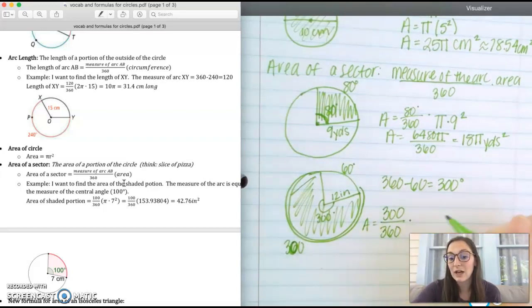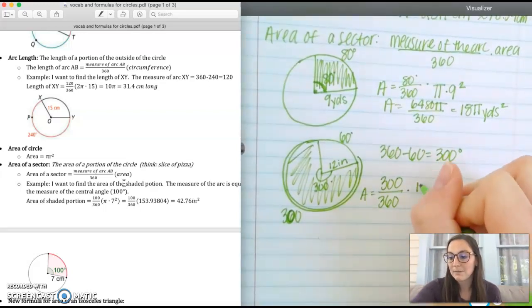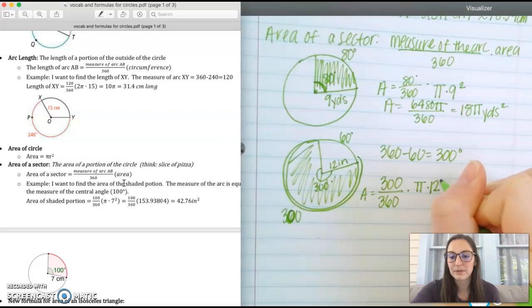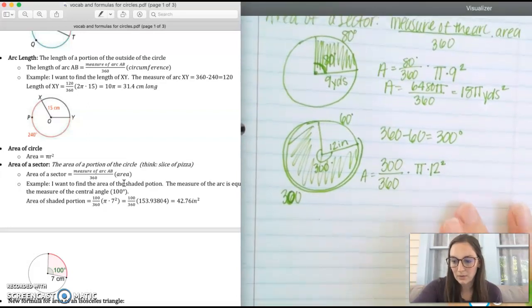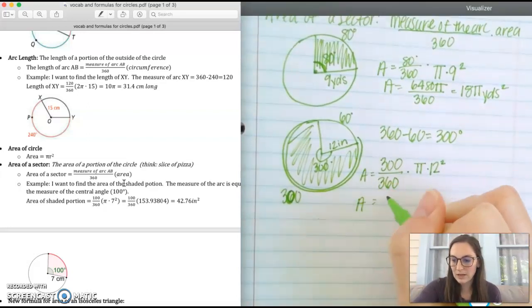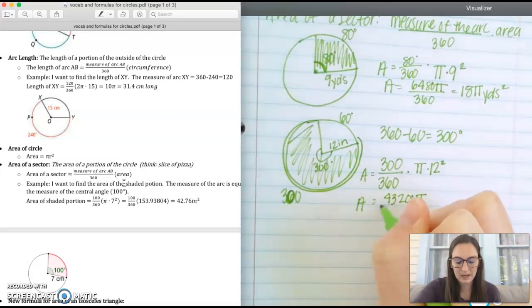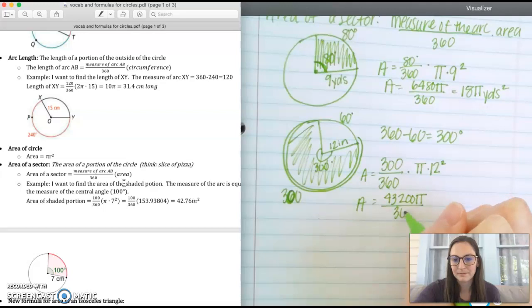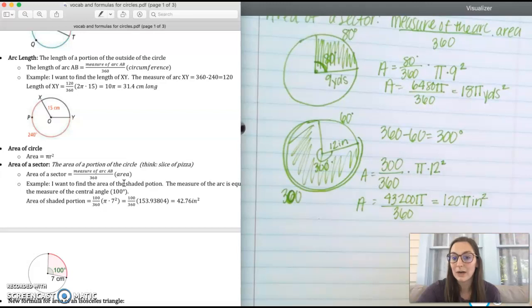And then to find the area of our circle, we're going to do pi times my radius squared, which is 12. So I'm going to do 300 times 12 squared, which is going to be quite a large number. We get 43,200 pi divided by 360. And then that's going to simplify to 120 pi inches squared. And remember, we want to make sure we include squared because we're talking about square units.